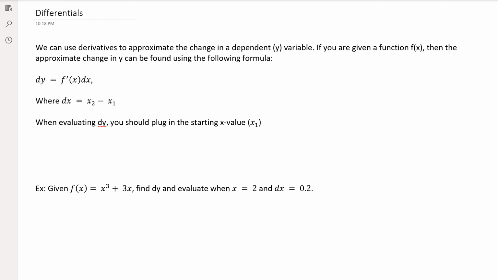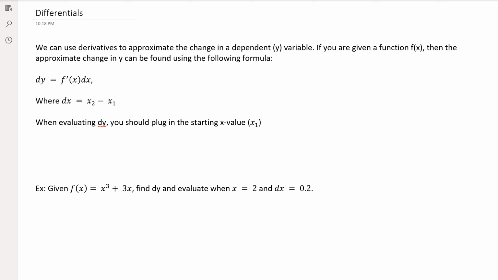If you are given a function f of x, then the approximate change in y can be found using the following formula: dy is equal to f prime of x times dx. Okay, so dx and dy, this is what we call differentials. dx is defined as x2 minus x1.